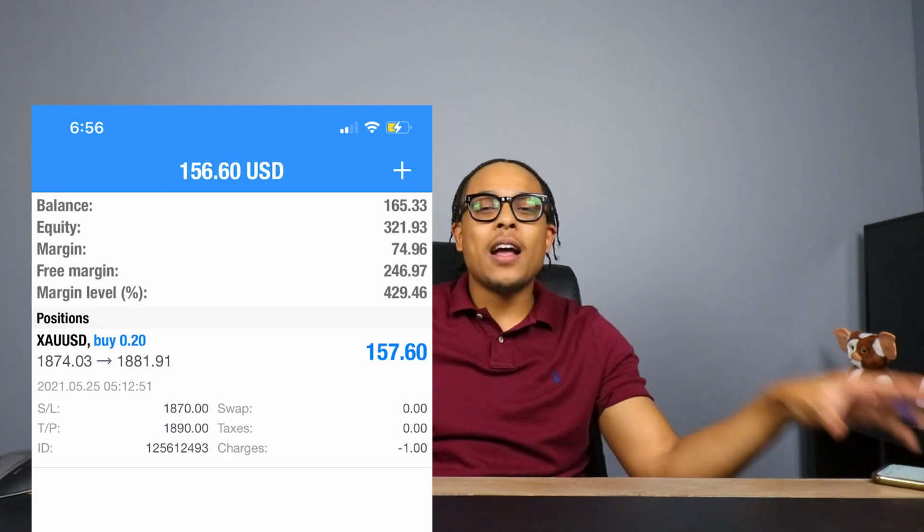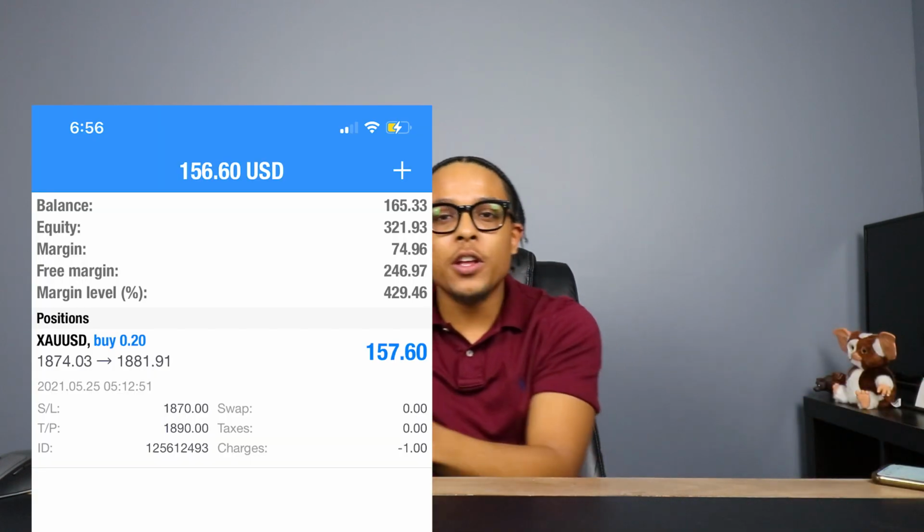So I made like $150 on it. Turned my $165 account to $320. So dang near doubled it. Dang near doubled the account off one trade, which is good, but at the same time, it is over leveraging. Kind of wanted to just show you this trade, show you guys why I got in it. Was pretty happy about it.